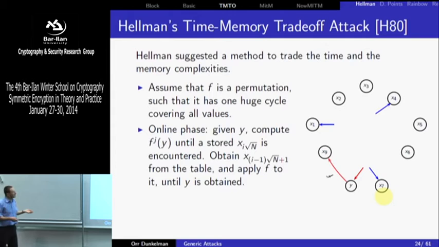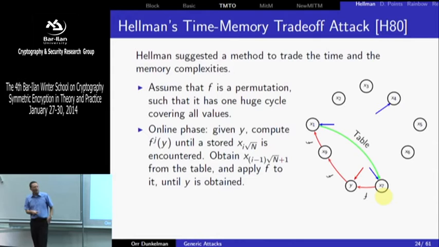Do you remember where x1 appears? It's an endpoint in the table. So what you do, you take the point that you got, you apply f to it until you reach an endpoint. When you reach an endpoint, you go to the table. And what does the table tell you? The start point. And what will happen if I start applying f from the start point of the chain? I will find a pinch.